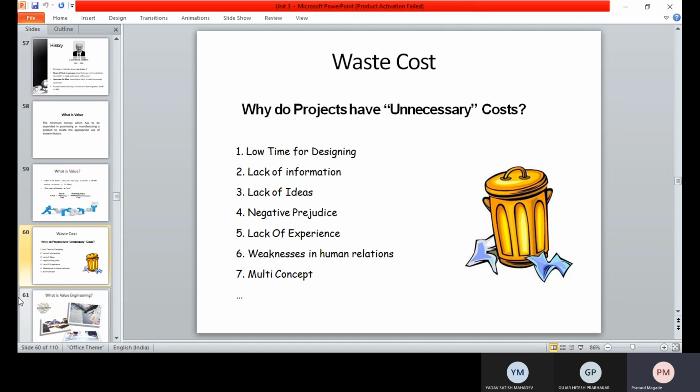So no, it's of no use. So these are the best times while developing the product and deciding the value of that particular product.